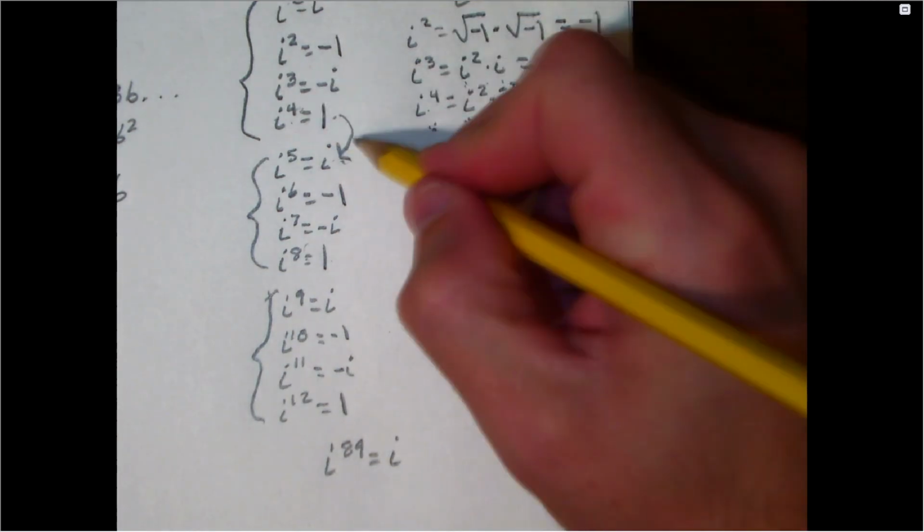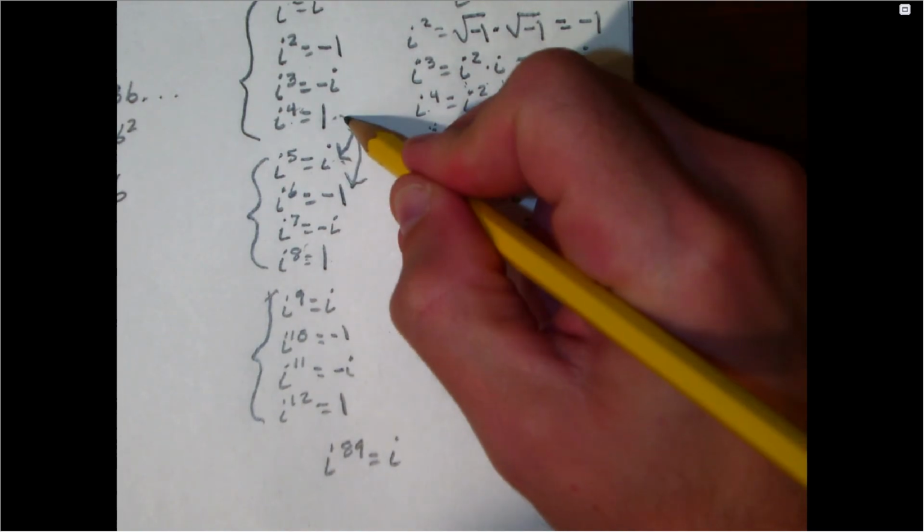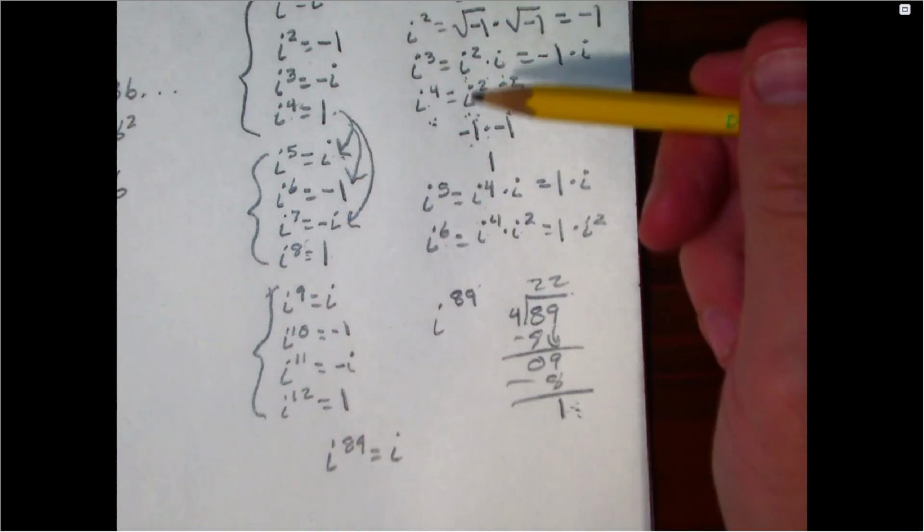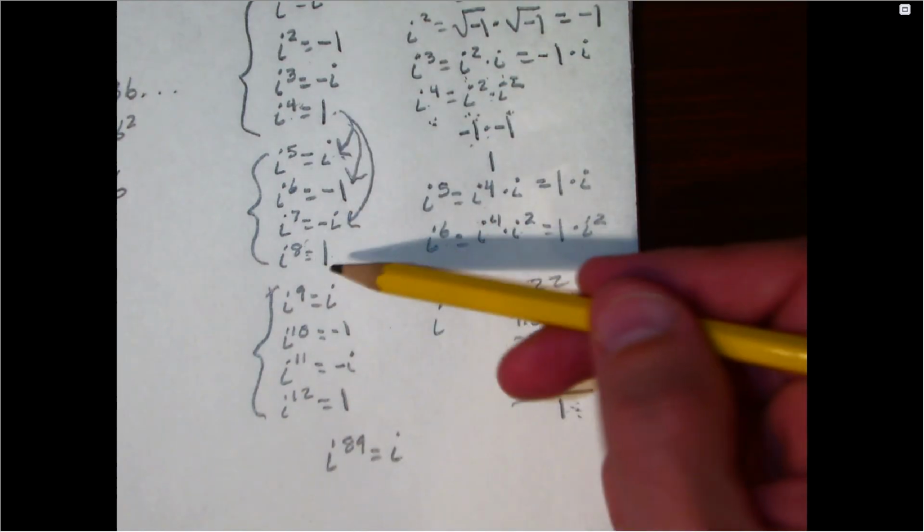If your remainder is 2, the answer is negative 1. If your remainder is 3, your answer is negative i. And if you don't have a remainder, you can't have a remainder of 4. It just would be the next number up. There's no remainders of 4. If there's no remainder, then your answer is 1. And that's what happens for every exponent of i.